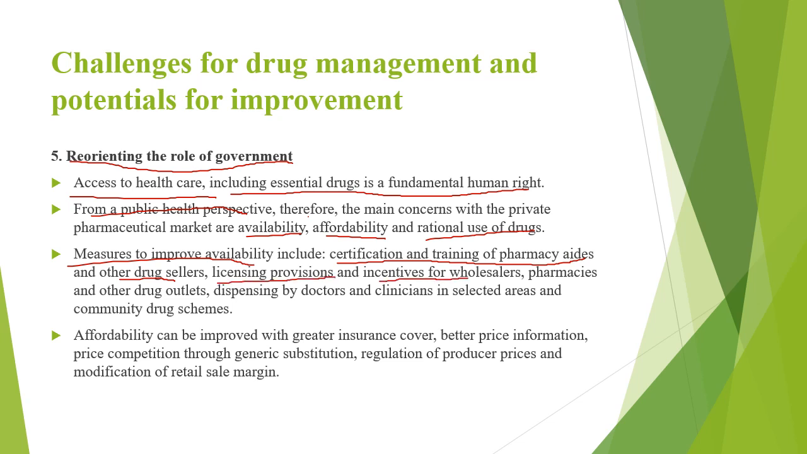Measures to improve availability include certification and training of pharmacy aides and other drug sellers, licensing provision and incentive for all wholesalers, pharmacies, and other drug outlets, dispensing by doctors and clinicians in selected areas, and community drug schemes. Affordability can be improved with greater insurance cover, better price information, and price competition through generic substitution, regulation of producer prices, and modification of retail sale margins.